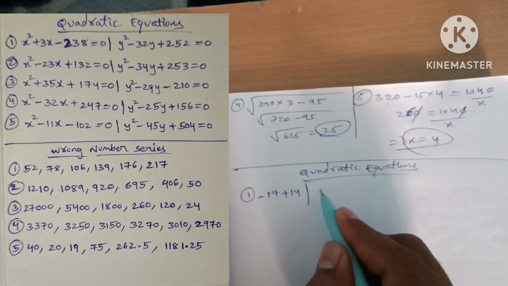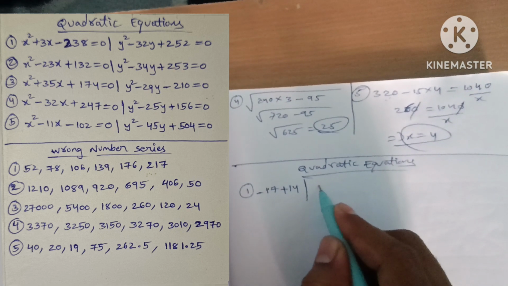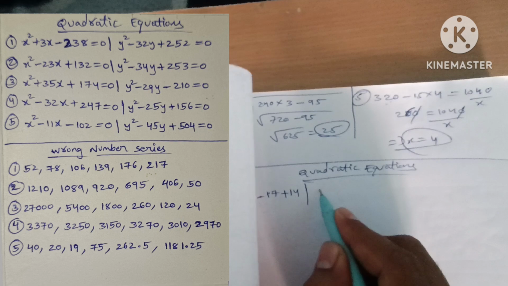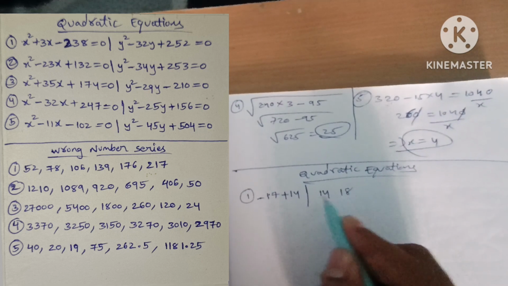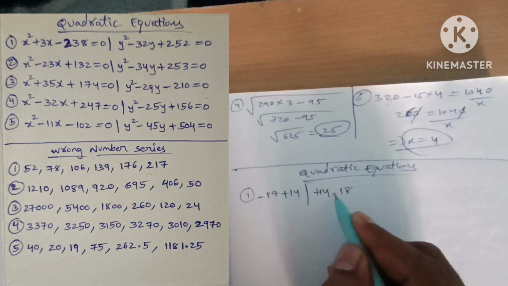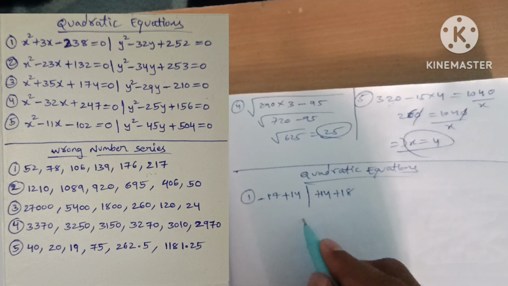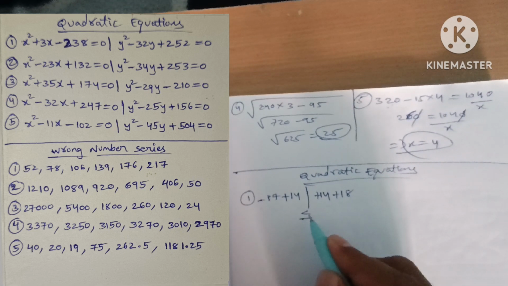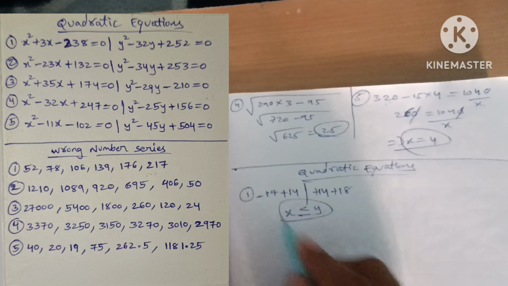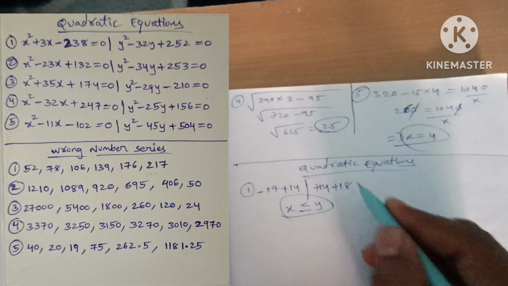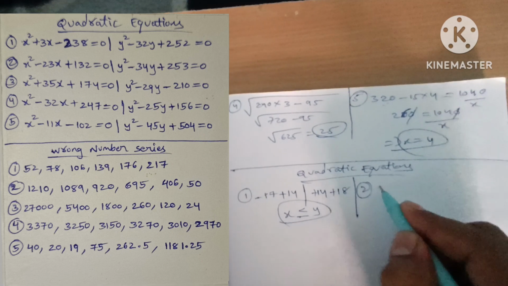y square minus 32y plus 252, 14 times 18. Here the roots are both positive. By comparing these two, x is lesser than y. This is our answer.